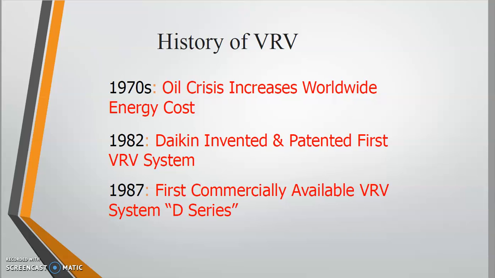So in 1982, Daikin invented and patented their first VRV system. They still continued their R&D and improved a lot, and then in 1987, Daikin commercially introduced their first VRV system, which they call the D series.